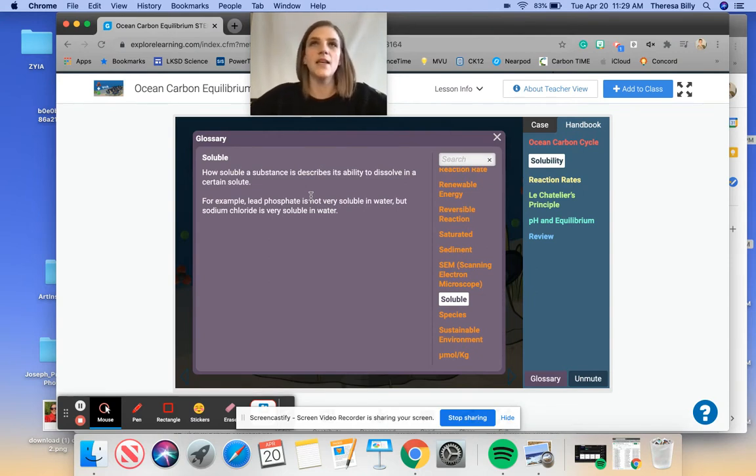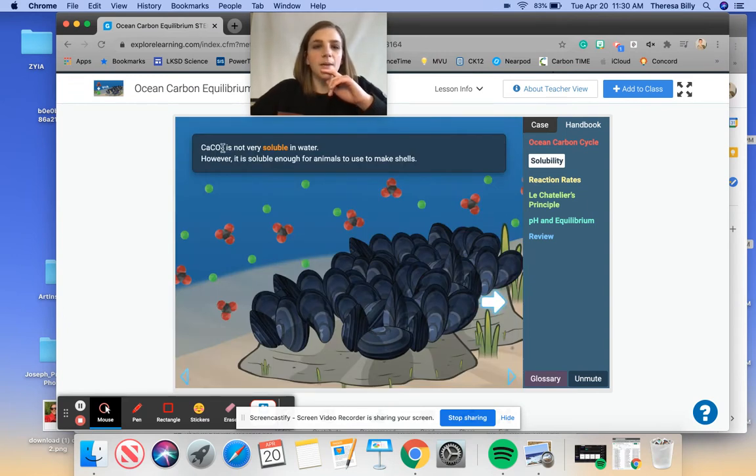I think the best example of solubility is putting salt or sugar in water. You add a teaspoon of it to a cup of water, you stir it up, and it dissolves, right? You see it as it becomes a clear solution. It disappears. That's solubility, the ability to dissolve. So calcium carbonate is not very soluble in water, which means it doesn't dissolve very easily in water. However, it is soluble enough for animals to use to make shells.